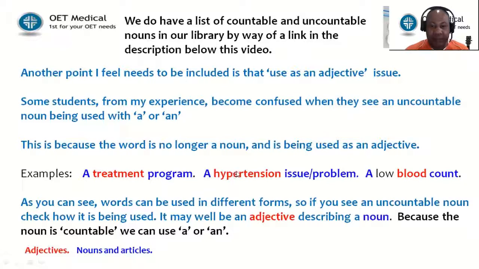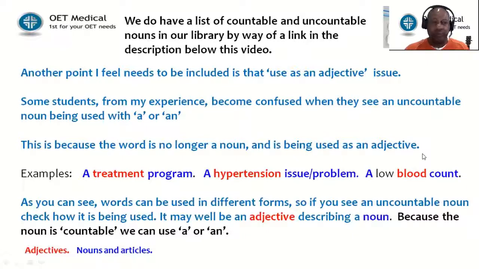A hypertension issue or problem. The hypertension now becomes an adjective. A low blood count. A count. There's our noun, a count. Low blood. Yes, low is part of the adjective, but we're focusing here on the uncountable noun blood. But it becomes an adjective.